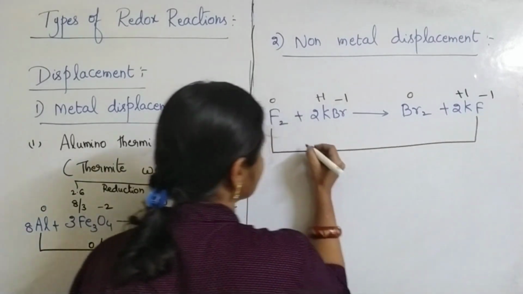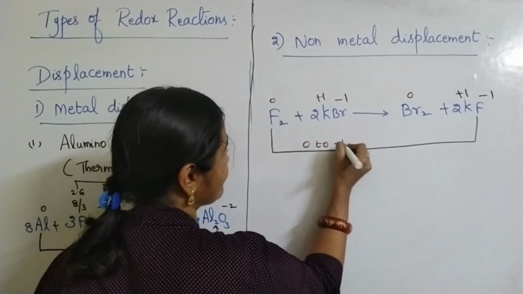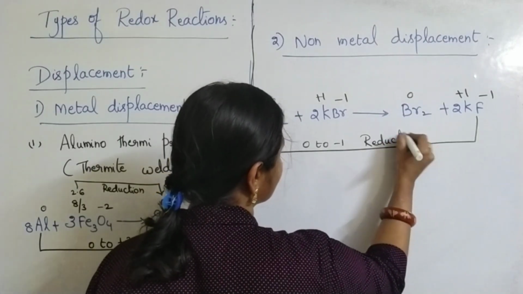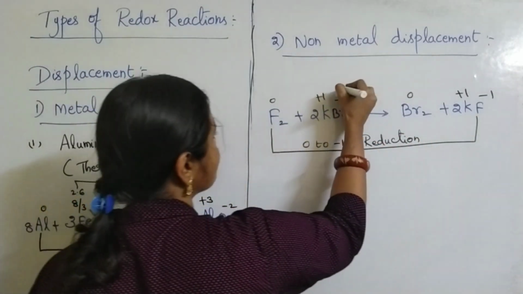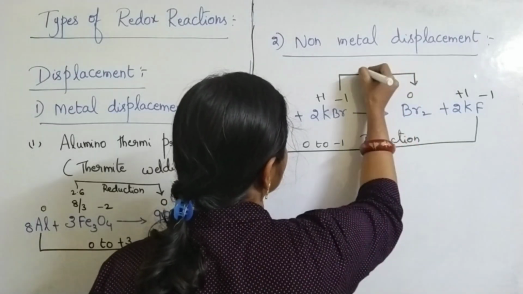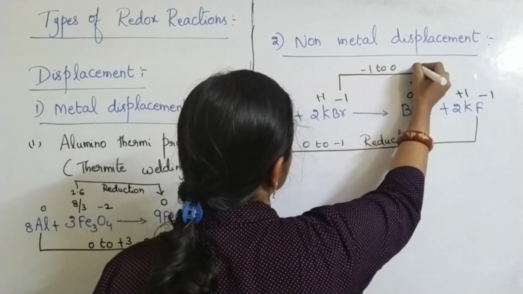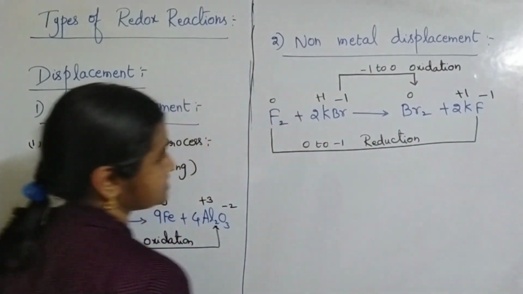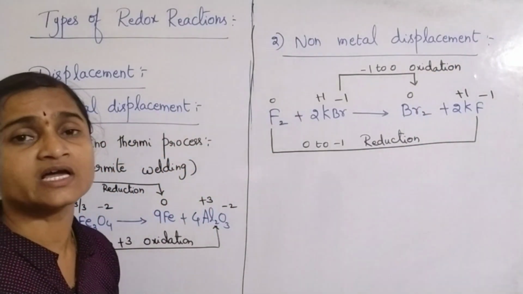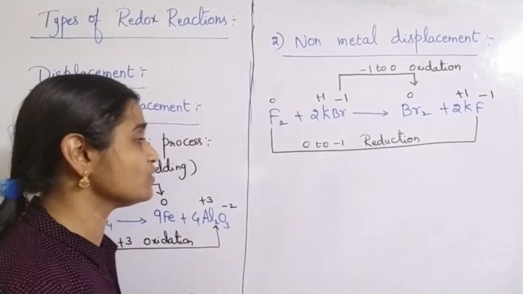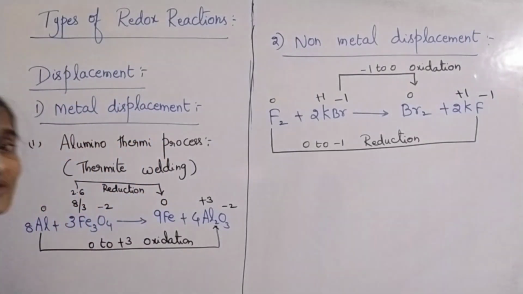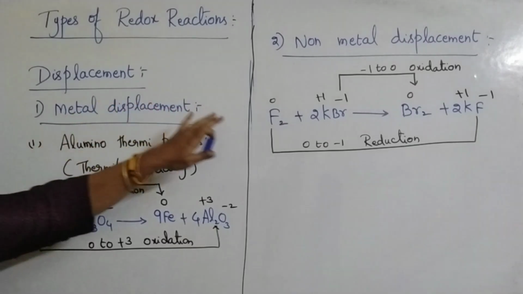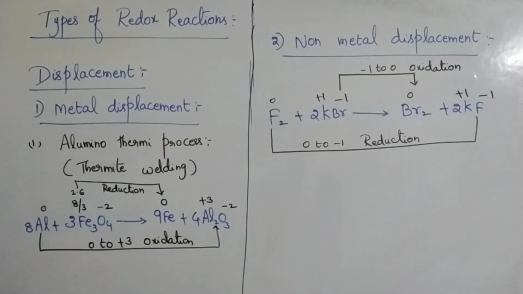Fluorine's oxidation number changes from 0 to -1, which means reduction. So it is reduction. Now bromine's oxidation number changes from -1 to 0. -1 to 0 means there is an increase in oxidation number. So it is considered as oxidation. As both oxidation and reduction take place simultaneously, you can call this an example of displacement as well as redox also. So this is an example for metal displacement, and this is one example for non-metal displacement.